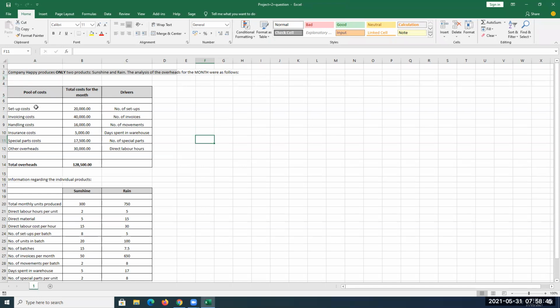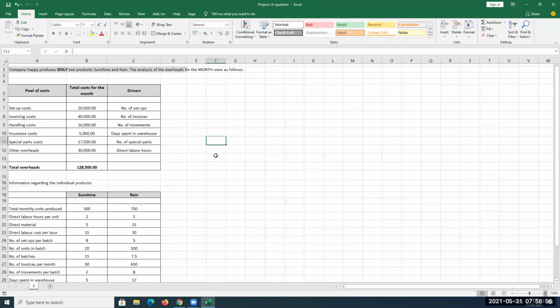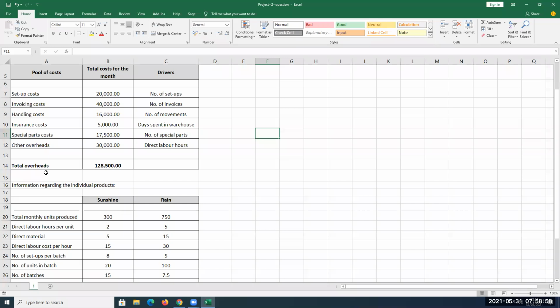So the data is given here. The pool of cost drivers is given, and what is the total cost? Now keep in mind overheads. Overheads mean the fixed cost. So the fixed cost is given, 128,500.00. I can delete these zeros so we don't need them. So I just write it like this. It is easy for us to handle the figures because after the decimal there's nothing. So I just write it 20,000, 40,000, and so on.